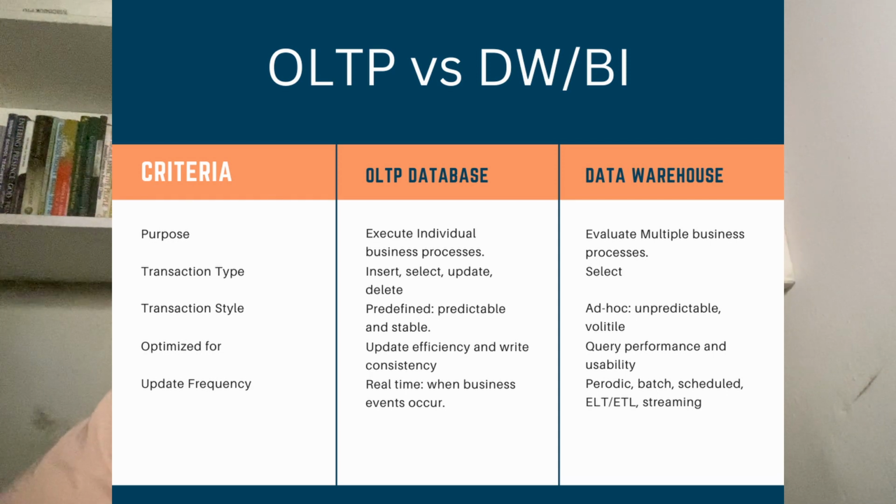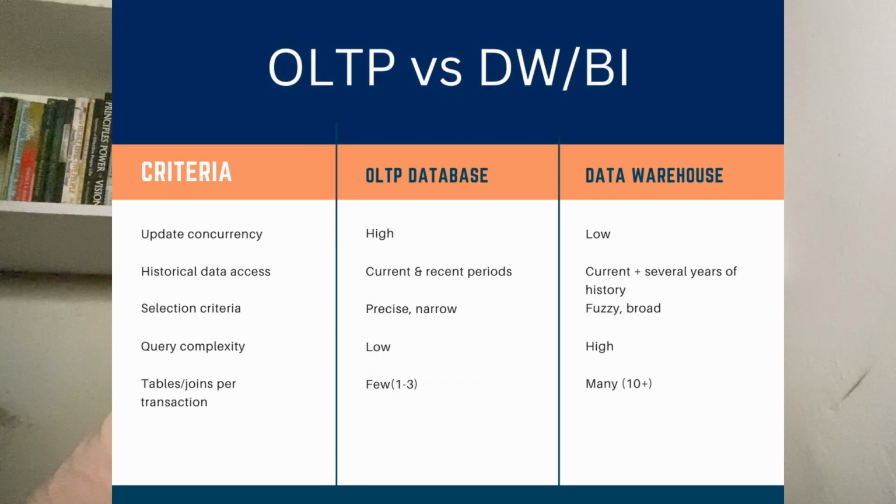It could be periodic, it could be batch, it could be scheduled, which refers to your ETL, ELT process, where you extract and load data and use it when you want to use it, or streaming data as the case may be, depending on the business use case. Concurrency refers to the ability of the system to write transactions by multiple users at the same time.